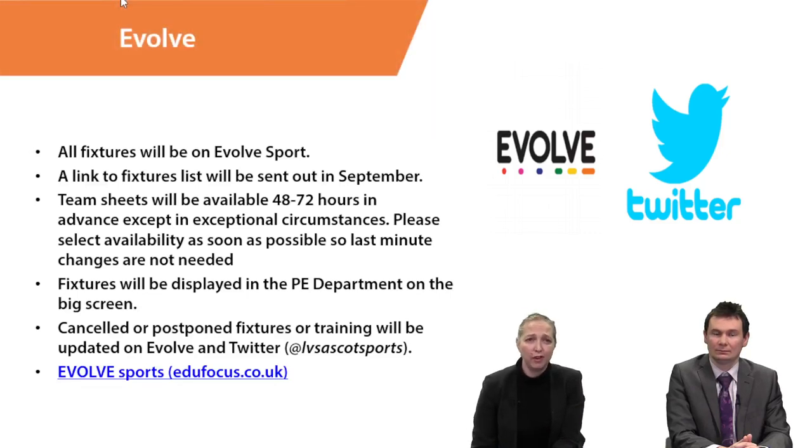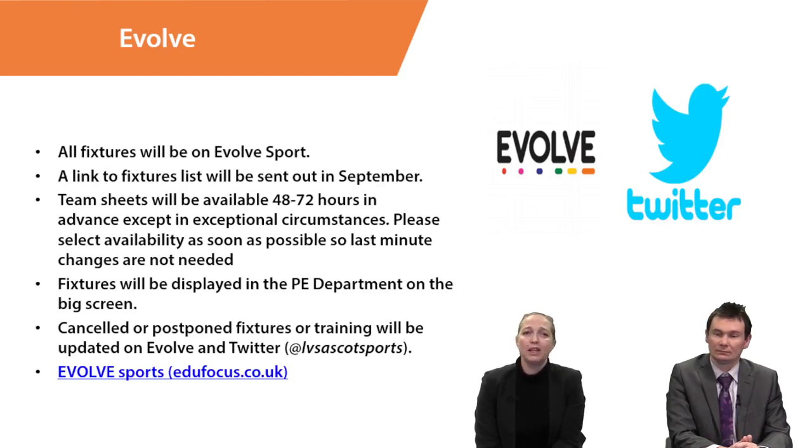All fixtures will be on Evolve Sport. As I said, a link to these fixtures will be sent out in September. Team sheets will be available 48 hours to 72 hours in advance, except in exceptional circumstances. What I will say is if you receive a fixtures notification or an invite for your child to join a fixture, please try and accept it as soon as possible. Otherwise, we do need to last minute send out to others and give them the opportunity.